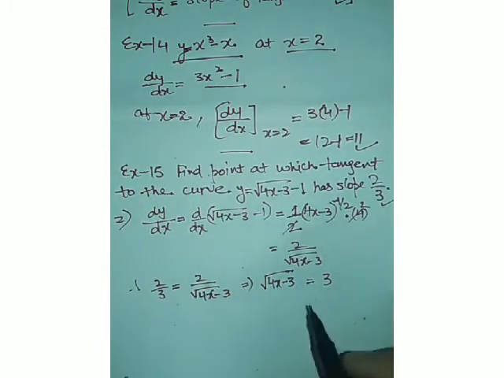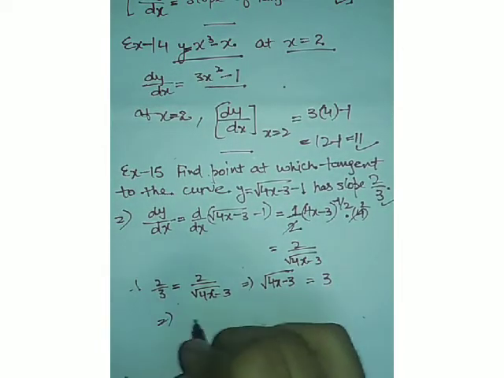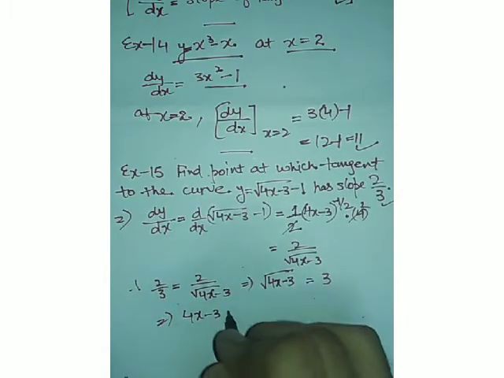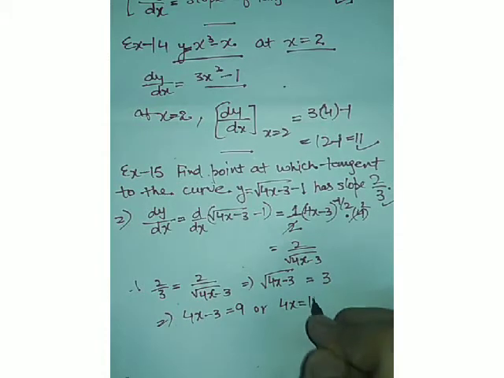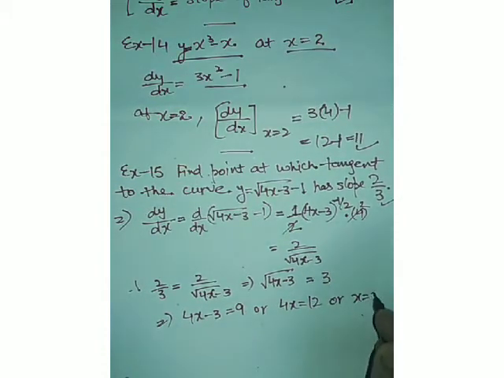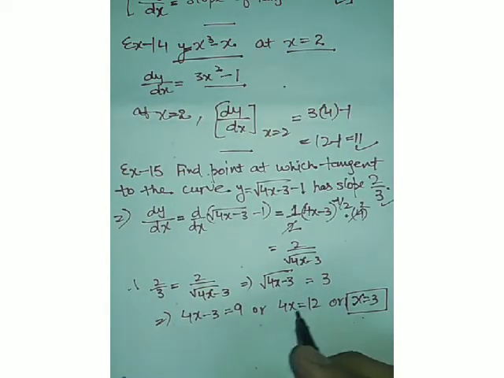And when you do squaring on both sides, you will get 4x minus 3 is equal to 9, or 4x is equal to 12, or x is equal to 3. You have found the x coordinate. Now similarly you can find the y.